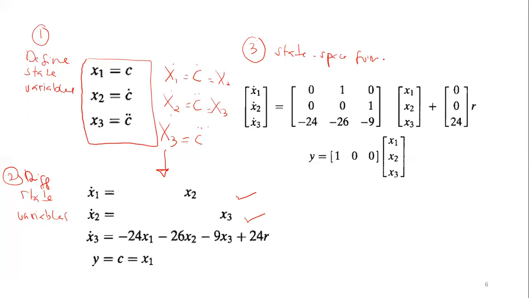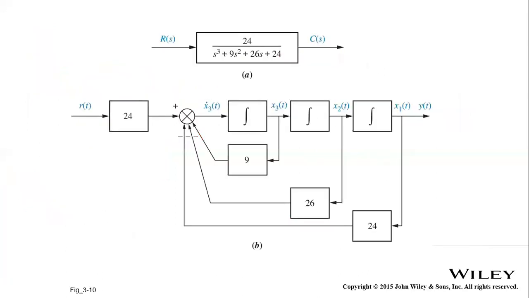Okay, so this is what you get in terms of state space form. The A matrix is a 3 by 3, because the transfer function is in S to the power of 3. All right. So next, you may be asked to draw the block diagram of the state space. So this is how we draw the block diagram.